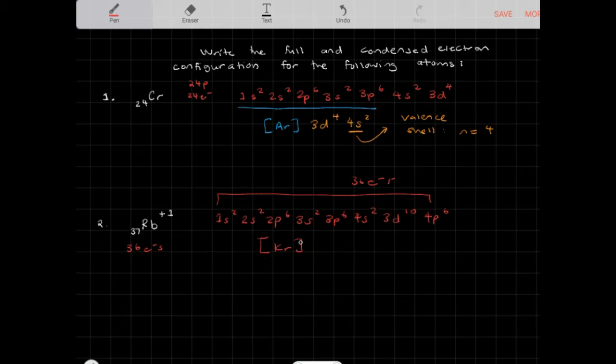So this is the condensed electron configuration. It just mimics a noble gas, basically. And this is basically a stable octet. It's stable in the sense that all of the shells, the subshells, the orbitals are filled.